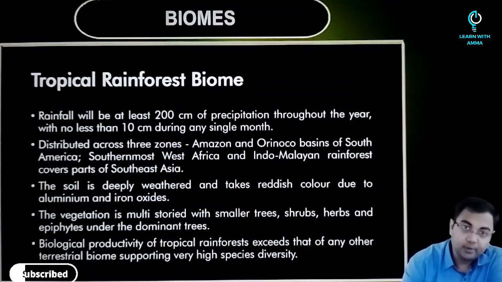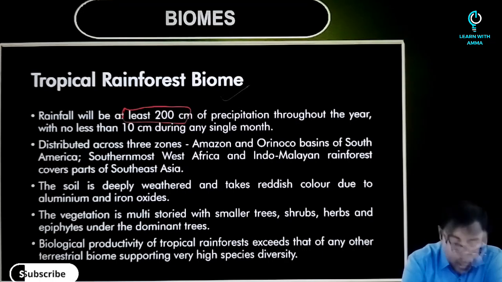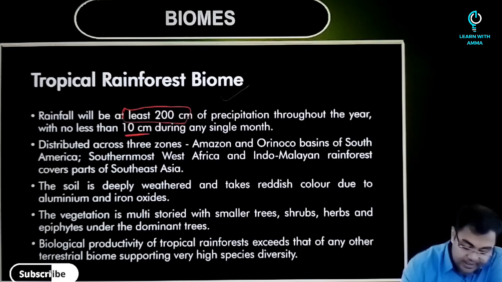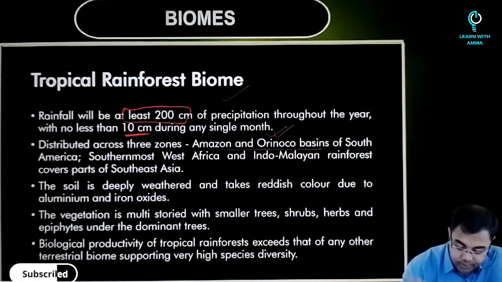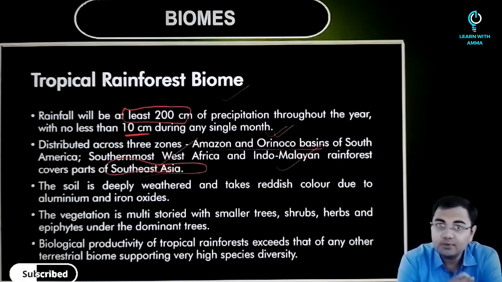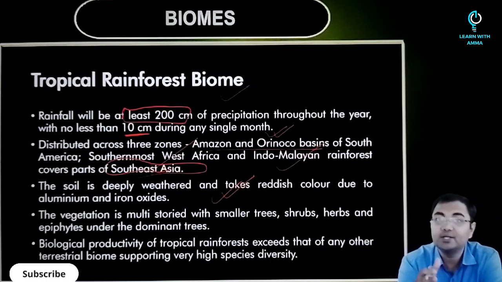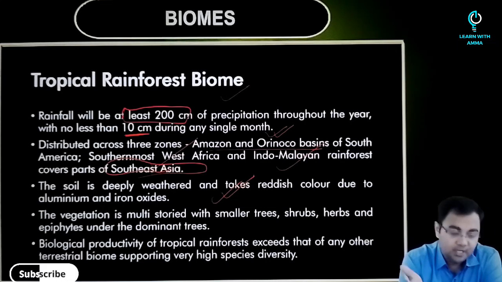Now, just to look at all the important points related to tropical rainforest biome, first, the rainfall will be at least 200 centimeters annually and not less than 10 centimeter throughout any single month. Then after that distribution, as we have already seen in the map, you have the Amazon and the Orinoco basin of South America, southernmost West Africa, Indo-Malaya rainforest parts and parts of Southeast Asia. These are the primary regions of rainforest biome. The soil, as I said, is deeply weathered and takes reddish color due to aluminium and iron oxides which are present here.